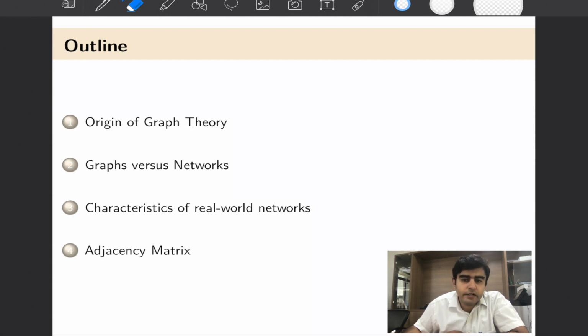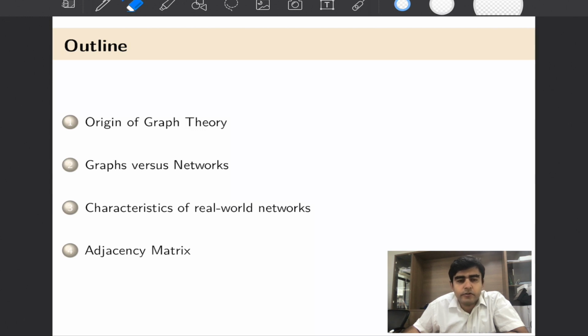However, why do we need networks as a separate subject if there exists a graph theory? Because there are certain subtle differences that we need to understand. Hence, we will try to get hold of why network science is not equivalent to graph theory, or why networks are not equivalent to graphs.